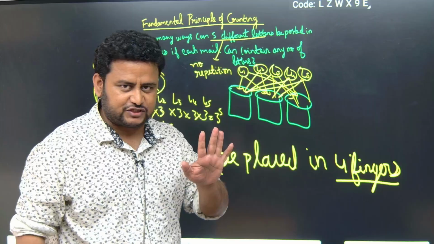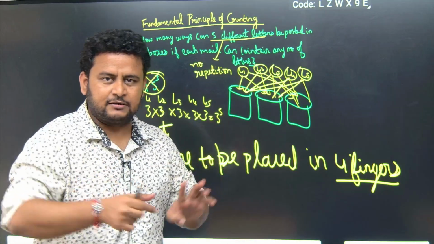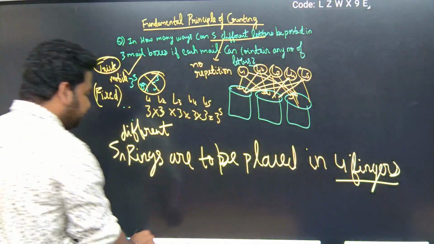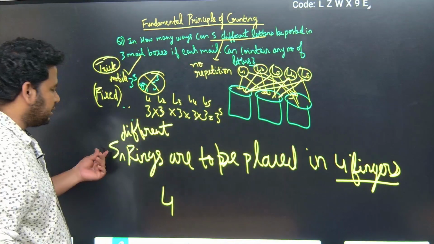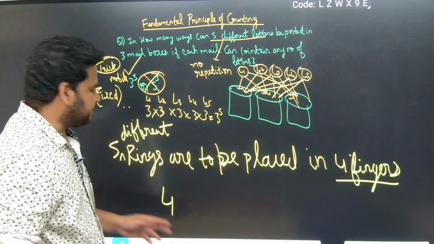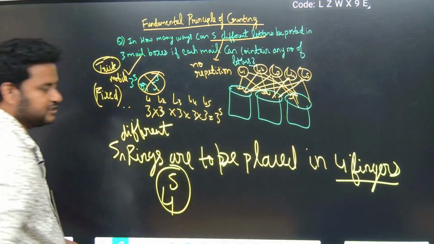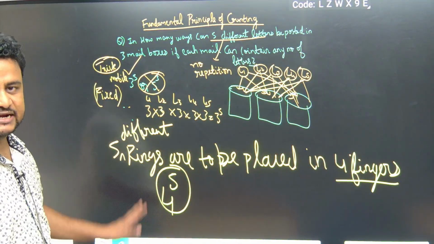Definitely fingers are the fixed one, correct na? You cannot cut the finger and move it, correct na? So fingers are the fixed one. So here the fixed object is what? Fingers. So there are 4 fingers. What can be moved? The rings can be moved, correct na? So this is the mobile object. So 4 to the power of 5 is the right answer to this question.